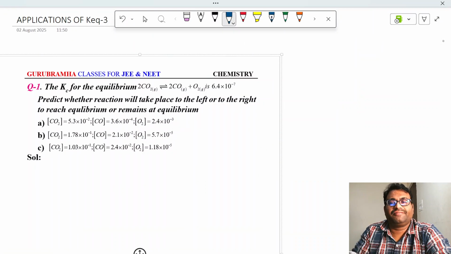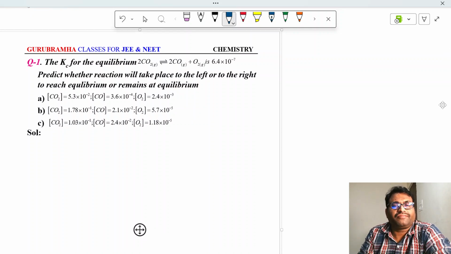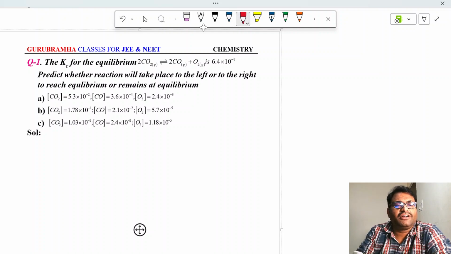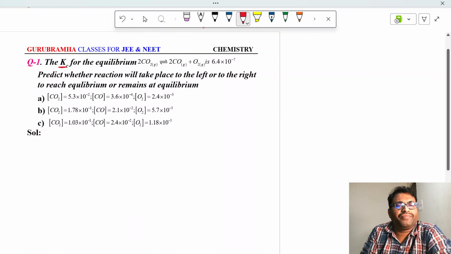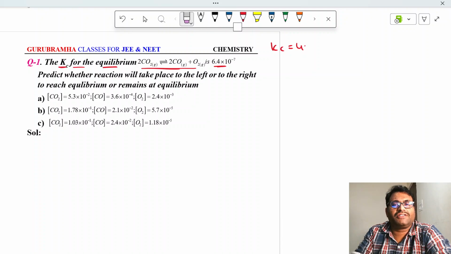Here let us see what is given and what is asked. There is a reaction. The Kc for the equilibrium reaction is given: 2CO2 gives rise to 2CO plus O2. Kc is equal to 6.4 into 10 power minus 7.